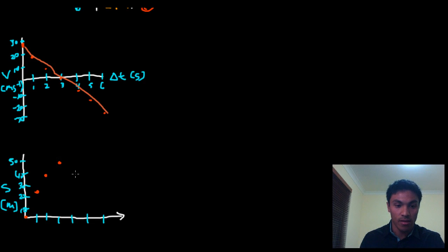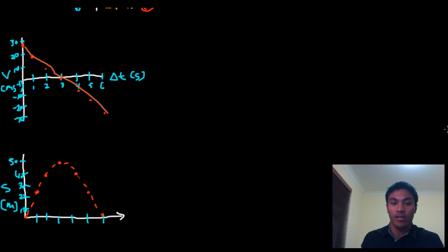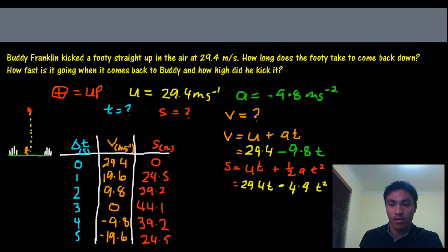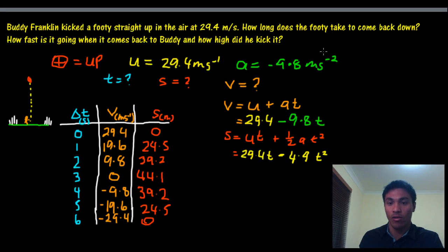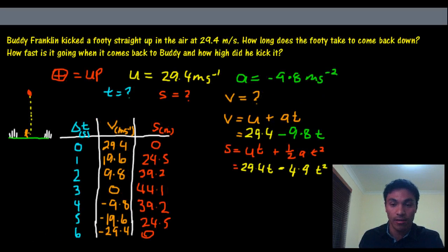Time equals 4, it's at this point. Time equals 5, it's at this point. Time equals 6, it's at this point. So if you notice the path of it, okay, it's a parabola. There's a couple of really important occurrences that we can deduce from this in order to answer our question: how long does the footy take to come back down. We answered that it takes 6 seconds for it to come back down, doing it graphically, sorry.